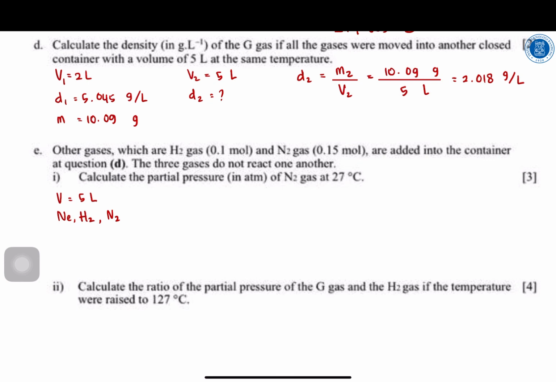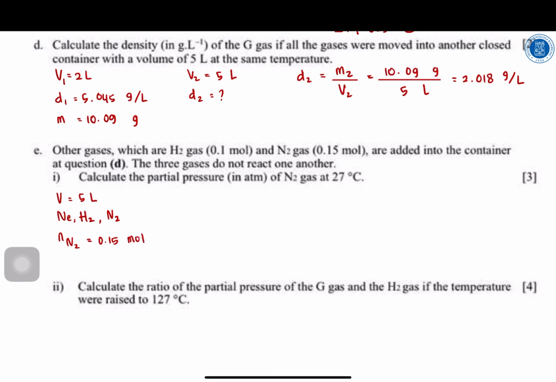And then the first question is calculate the partial pressure in atmosphere of nitrogen gas at 27 centigrade. The partial pressure is a pressure which we calculate by assuming that only one gas is present in a container. So we are going to have 5 liter as the volume of the container, and then calculate the pressure of the nitrogen when it is assumed that only nitrogen is present in the container. So in that case, we need the mole of the nitrogen.